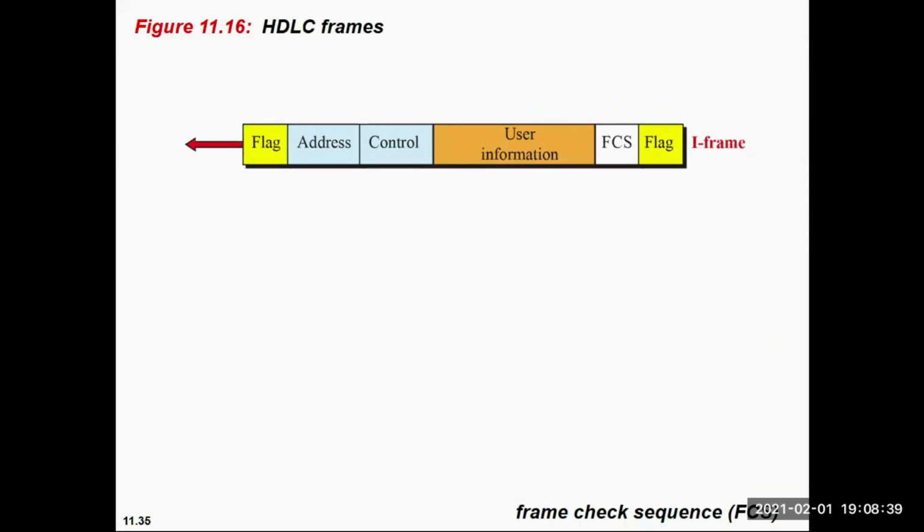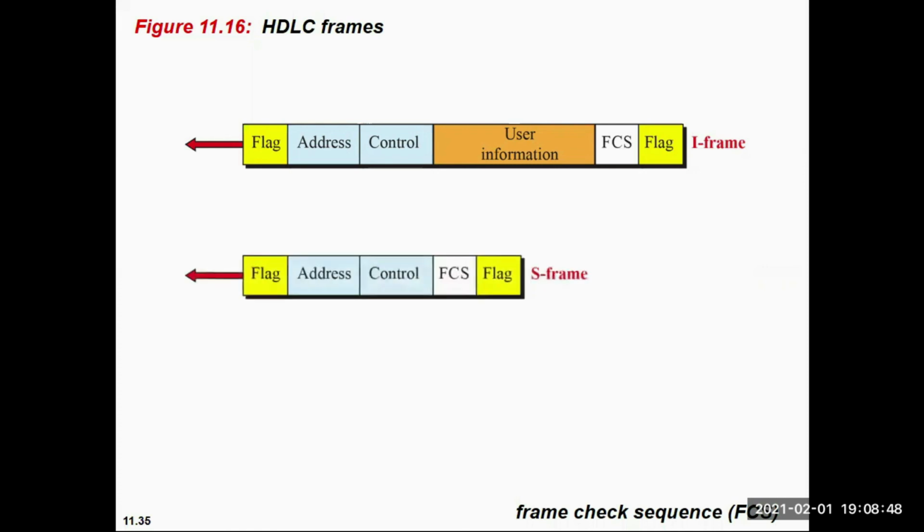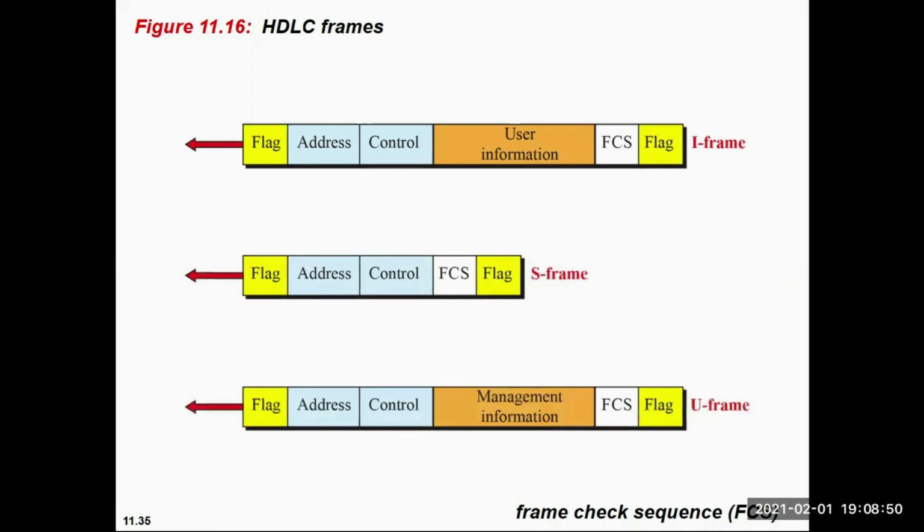So this is the frame diagram for I-frame. This is the frame diagram for S-frame and this is the frame diagram for U-frame. So you are seeing that the first and last entity is flag. So flag is a unique 8-bit pattern, that is 0, then six 1s, then again 0, which identifies the start and the end of frame.